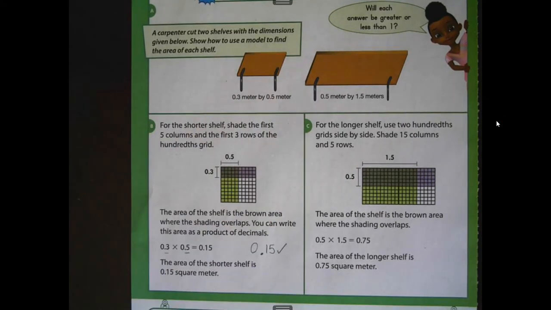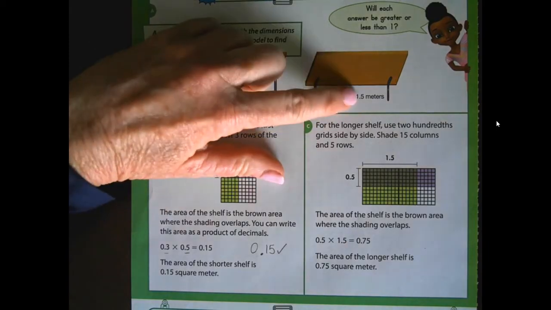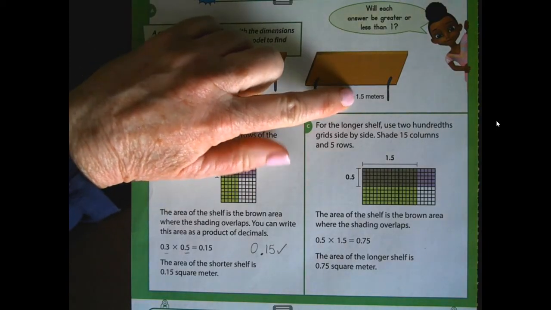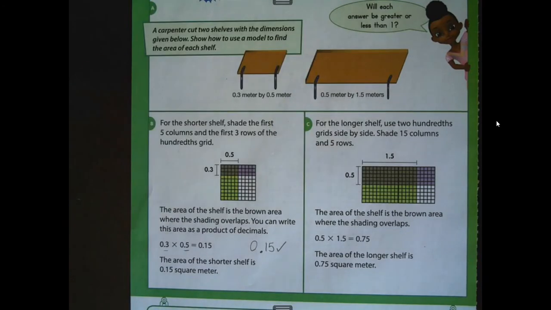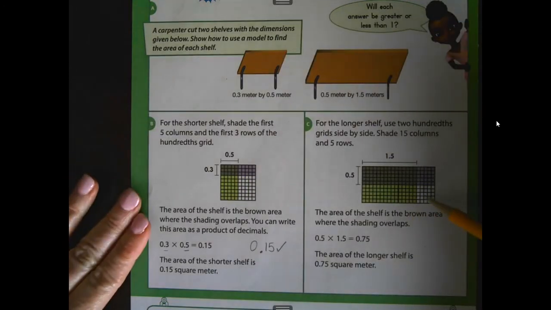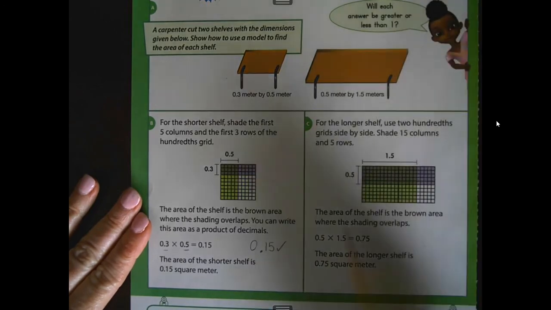For the longer shelf, we are going to have to use hundredths grids side by side. And the reason we have to use 2 is that one of its dimensions has 1 whole and 5/10 of another meter. So that means we have to use 2 decimal grids. 1 whole decimal grid, and then we're going to be shading 5/10 or half of the next decimal grid. So let's look how it works.